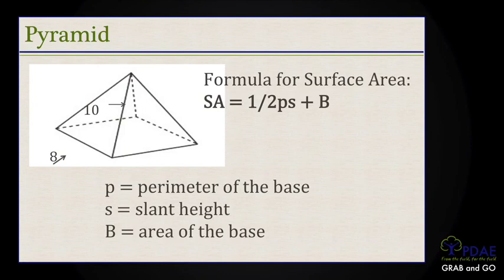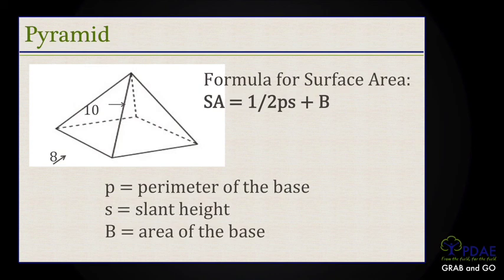The formula for the surface area of a square pyramid is surface area equals 1/2 P times S plus B. P again stands for perimeter, but this time it's the perimeter of a square. The formula for a perimeter of a square is 4 times the side. We also have a new letter, S, for slant height. In this particular figure, you can see the slant height is 10.